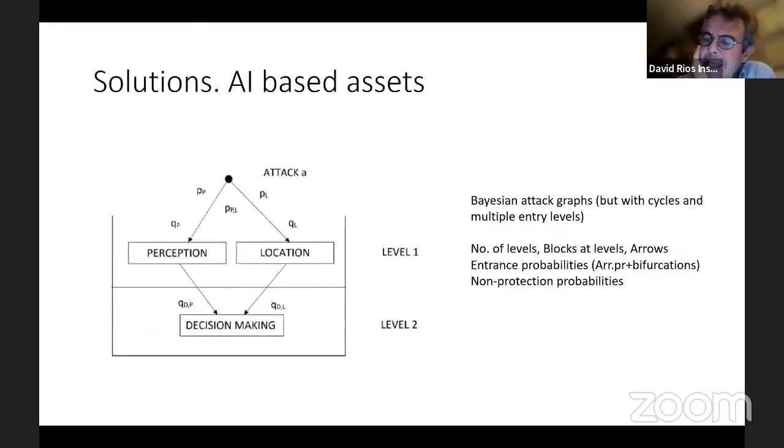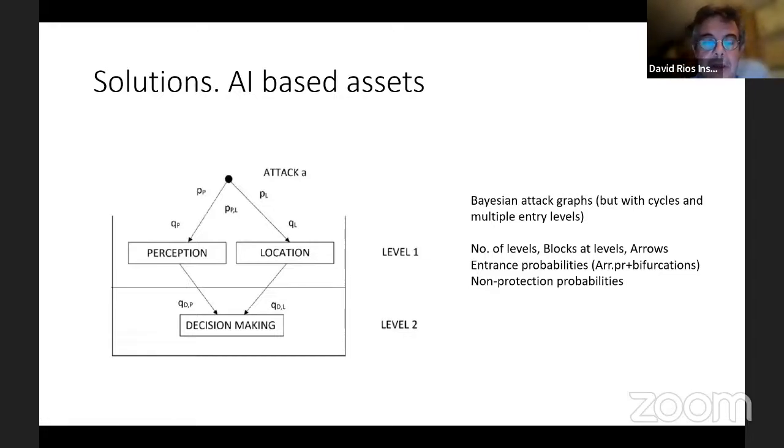Sorry, I forgot this. The type of architecture that we consider is similar to what is called a Bayesian attack graph in the cybersecurity literature, but we allow for cycles, as I showed in one of the examples, and we also allow for multiple entry levels. The architecture is based on the number of levels, blocks at various levels, and entrance probabilities. So what is the probability that an attack enters through perception, or through the actuation, or a combined attack, or there could be multiple entry levels.